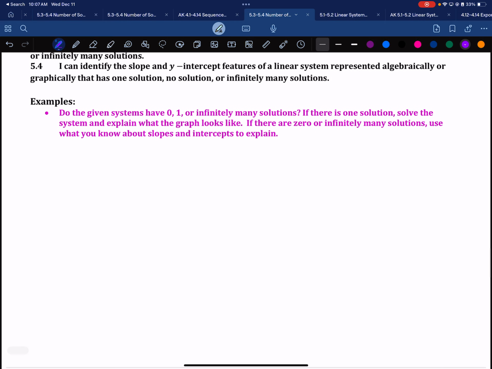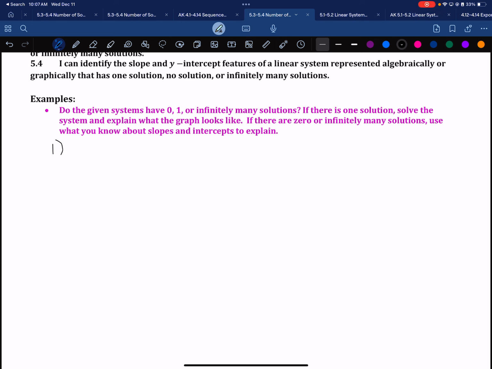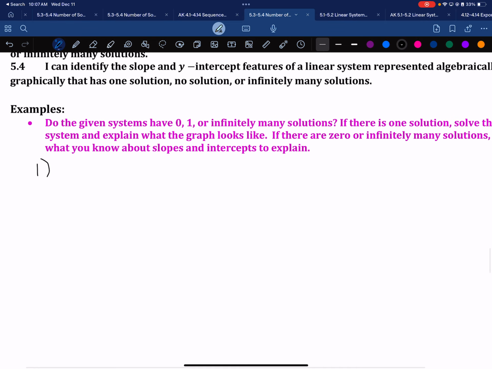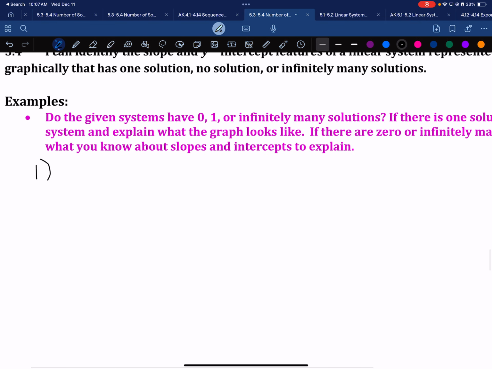So we want to look at if these systems have one solution, no solution, or infinitely many. If there is one, we're going to solve and explain what the graph looks like. If there are 0 or infinitely many solutions, use what we know about slopes and x-intercepts or y-intercepts to explain. So if we have y equals 8x minus 3 and 2x plus y equals 1, go ahead and work in your pods on coming up with an answer of the number of solutions and then an explanation.